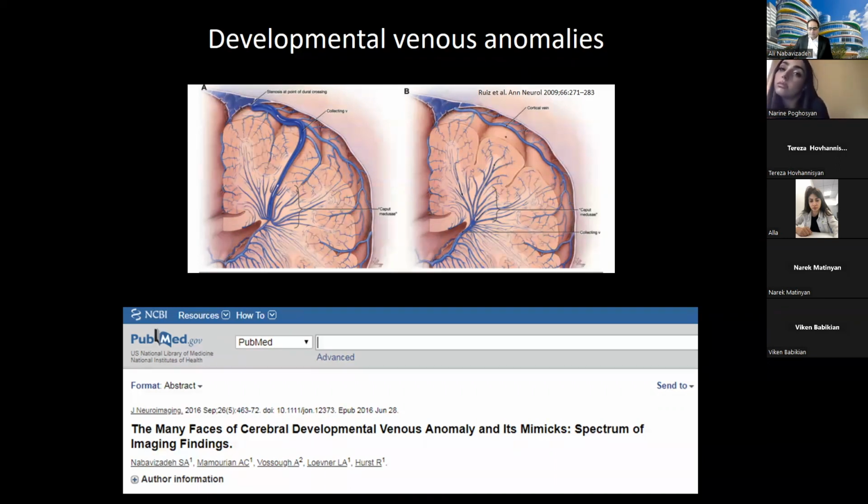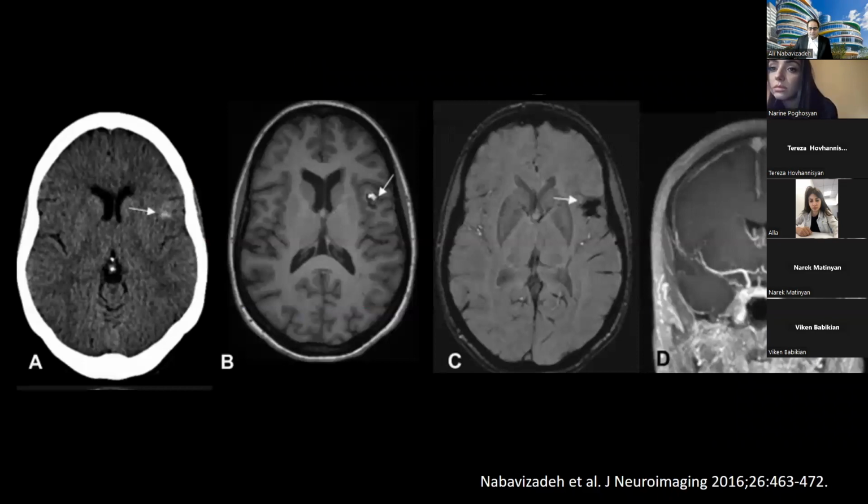Again, this is a review that we published quite a few years ago from Penn, and Dr. Memorial is also on this publication, as on many of my other publications. And basically, developmental venous anomalies are some aberrations in venous drainage of the brain compared to normal venous drainage of the brain, where many veins connect together and then drain to a central vein, and they have a caput medusae appearance, so to speak.